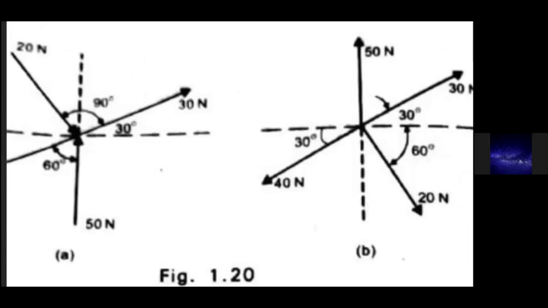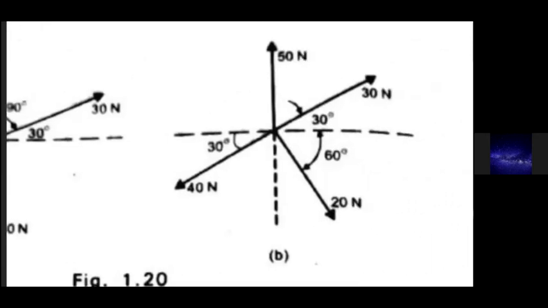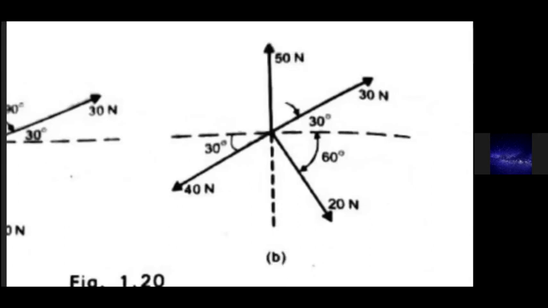So this 50 newtons acts in the vertically upward direction. Simplify this: write the free body diagram of the forces. Show the angles of the forces with the horizontal plane. This 30 newtons makes 30 degrees with x, 50 newtons acts vertically upward, this 40 newtons makes 30 degrees with minus x, and this 20 newtons makes 60 degrees with plus x.